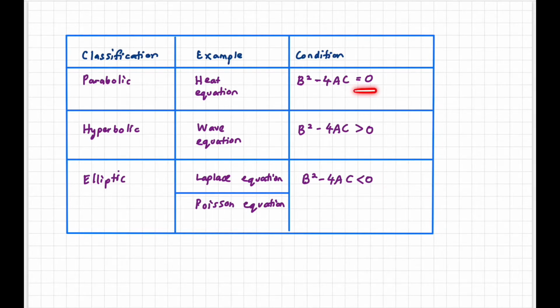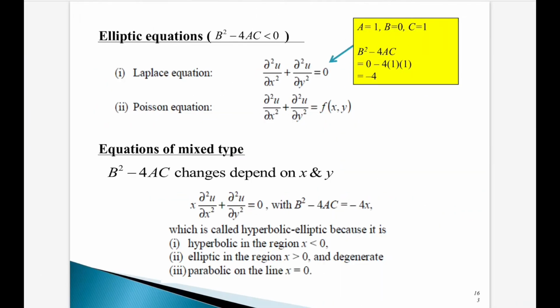If it is equal to 0, then the PDE is parabolic. If it is greater than 0, for example the value is 4, then it is a hyperbolic equation. If it is less than 0, for example -1, then it is an elliptic equation. Other than parabolic, hyperbolic and elliptic, it also can be an equation of mixed type.